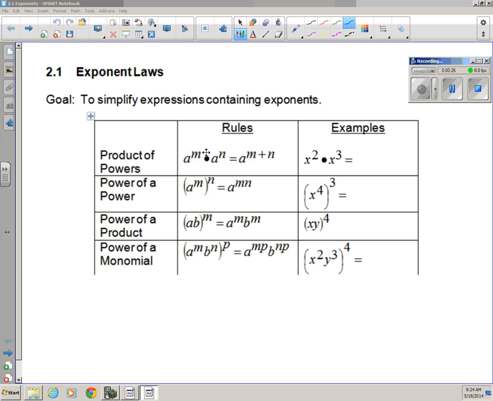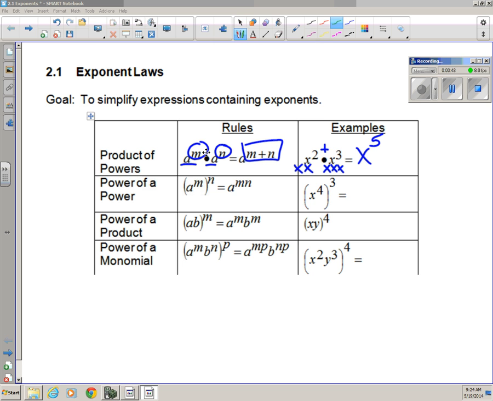So if you've got a product of powers, if you've got bases that are the same, and then you've got two different powers. Essentially, all you're doing is adding the powers together. In other words, if I've got x squared, I've got two x's coming from that. If I've got x cubed, I've got three x's coming from that. Well, because the bases are the same, I can just add my powers for x to the fifth.